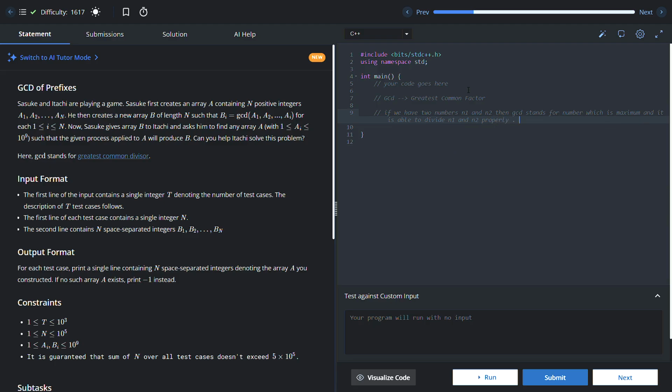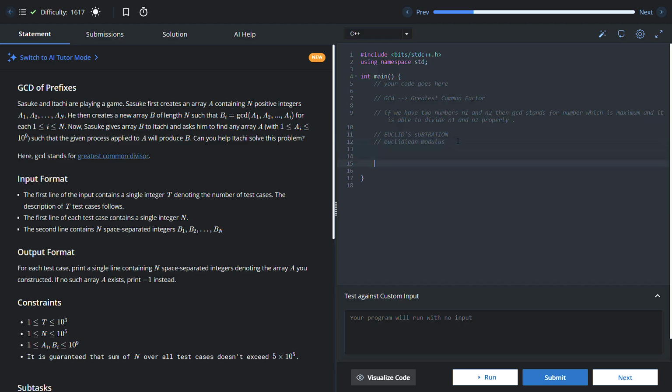Okay, so now how to find this? For solving GCD problems, we should know some methods. But for finding GCD, I remember only one formula. That is Euclid's subtraction, which is less optimized, and then we have one more, Euclid's enhanced version with modulus. So we can go with this flow.